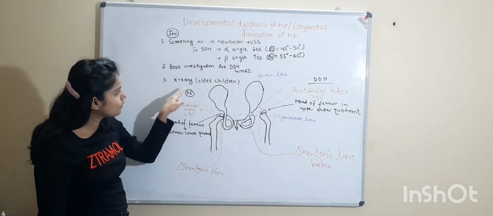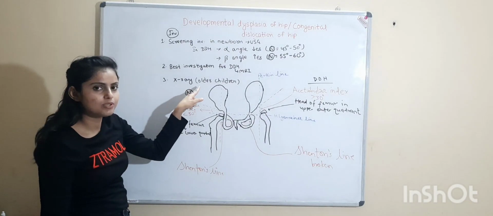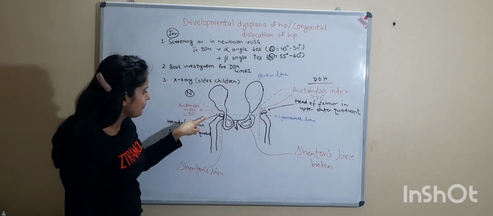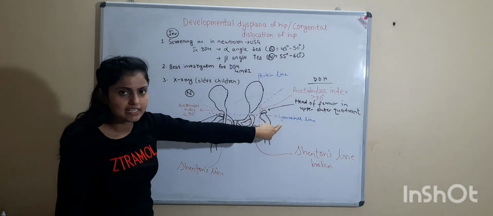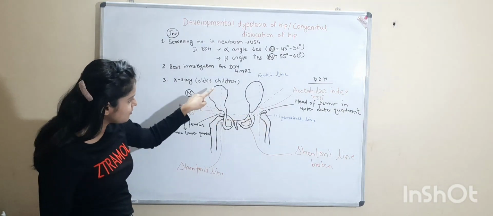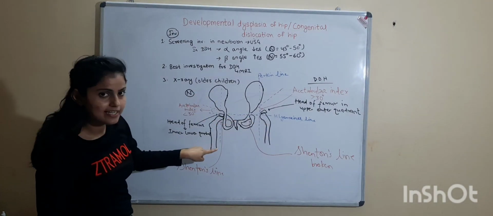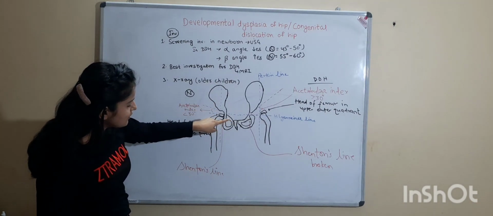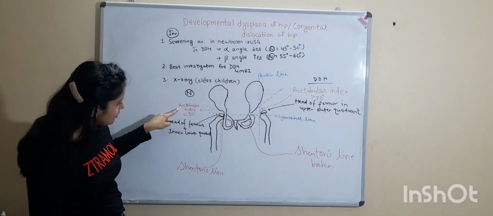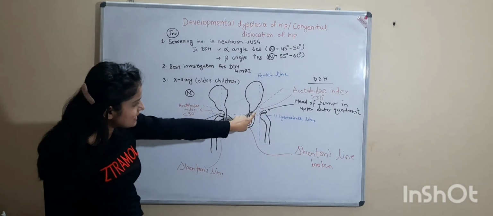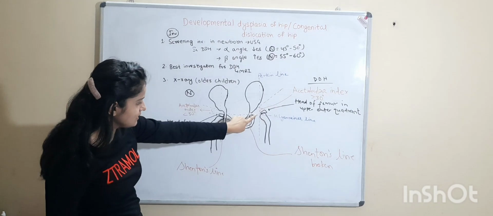Now doing X-ray in older children, as the bone becomes ossified, it is appreciated. We make the Hilgenreiner line passing along the triradiate cartilage, and we make the Perkin line along the outer border of the acetabulum, and the tangent drawn with the floor of the acetabulum is the acetabular index. Normally it is less than 30 degrees, but in DDH, the acetabular index is more than 30 degrees.